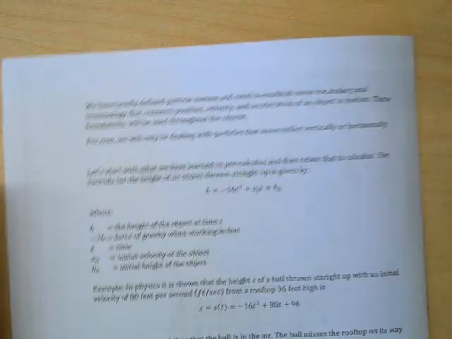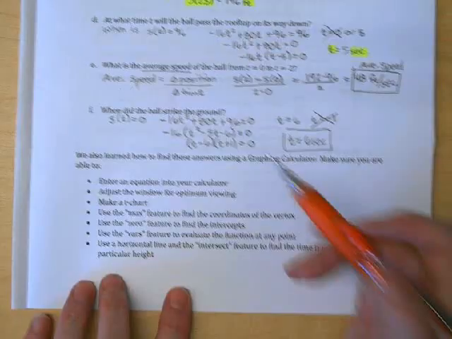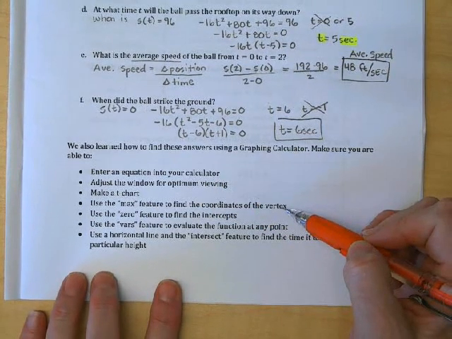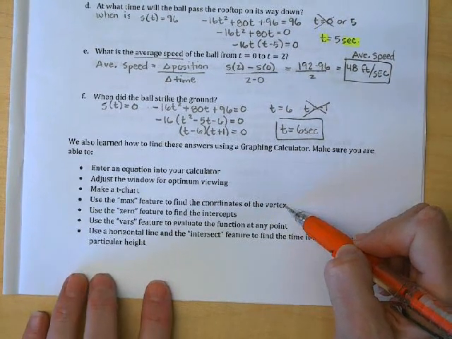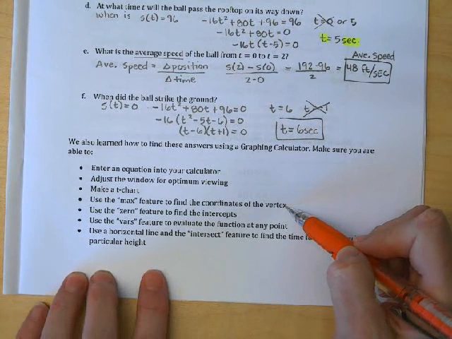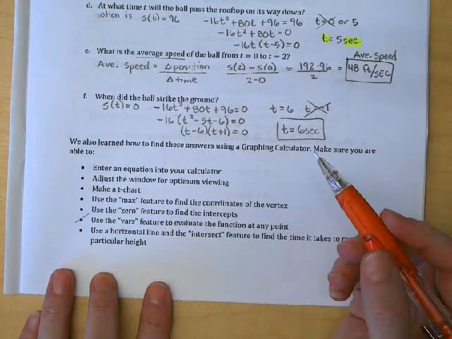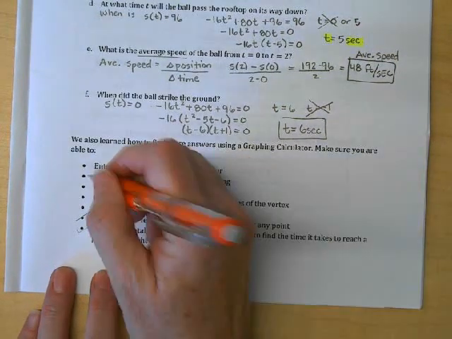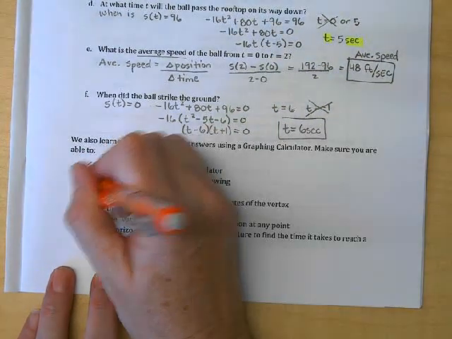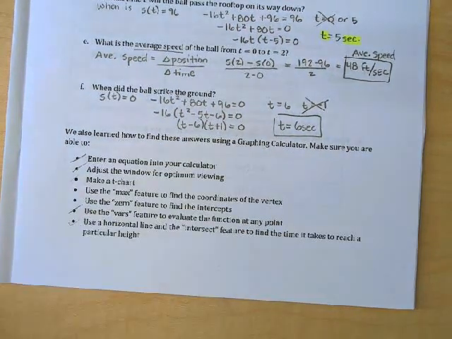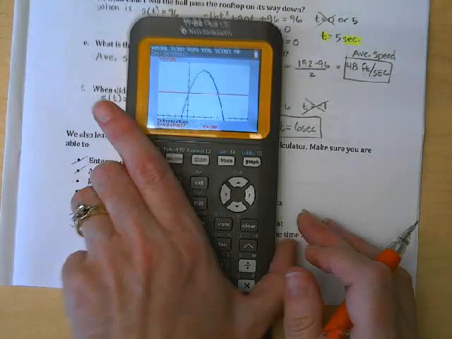Okay, so let's make sure that we checked off everything, that we know how to make a T-chart. We got the coordinates of the vertex. Oh, I didn't show you that, did I? The zero function. Okay, we did the variables, the VARS function. We adjusted the window. We made a T-chart. Okay, so the zero function.